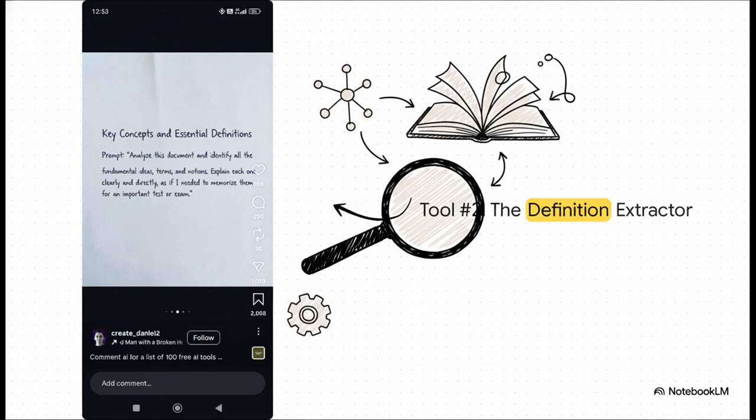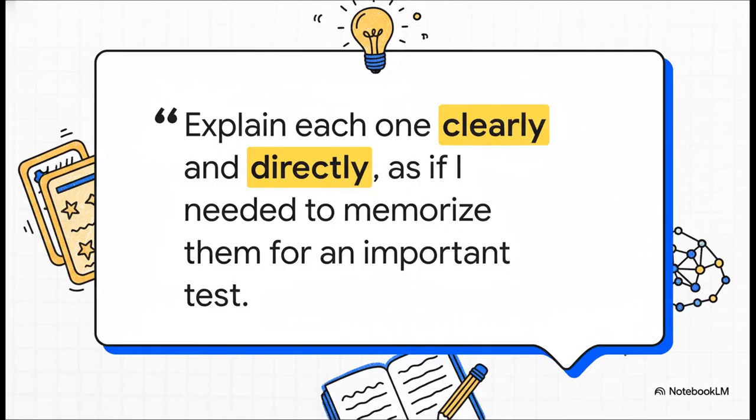This is your secret weapon against all that confusing terminology and those super complex concepts. Now, the real key to this prompt is how you frame it. See that part where it says, as if I needed to memorize them for an important test or exam? That's genius. You're basically telling the AI to cut through the noise, be super clear and concise, and only give you the most critical stuff. It's kind of like having it create instant flashcards for you.